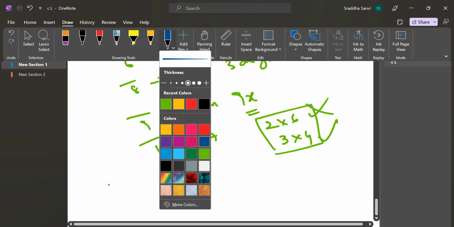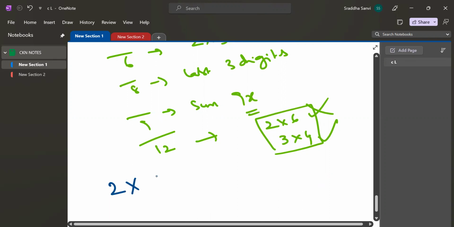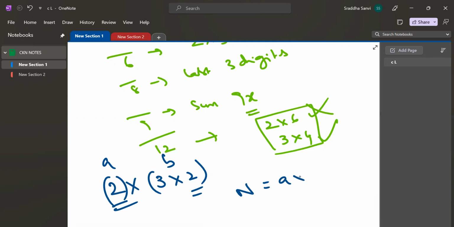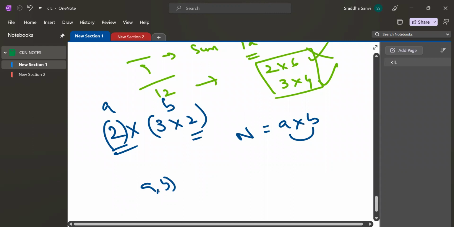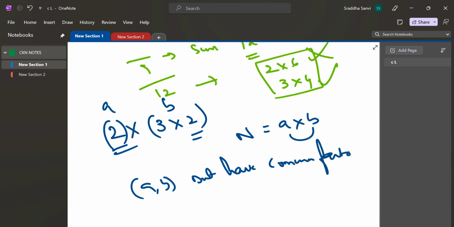Let's put it this way. In case of 2 into 6, 2 into 6 is again 2 into 3 into 2. If I am writing it in the form of A into B, in both the cases, 2 is a common factor. If you want to find the divisibility rule of a number n as A into B, you should ensure that A and B don't have common factors. In case of 2 into 6, there is a common factor.